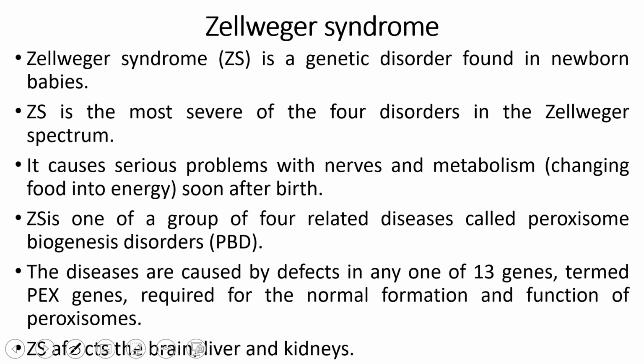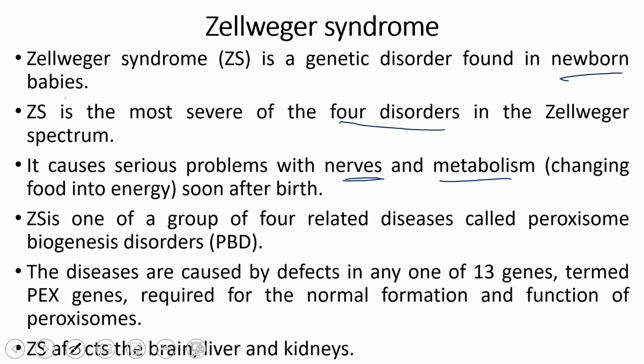Zellweger syndrome is a genetic disorder normally present in newborn babies. This syndrome is the most severe of 4 disorders of this category. It causes severe problems in nerves and metabolism. Why the nerves and the metabolism soon after birth? Because nerves normally contain unsaturated fatty acids, which are essential fatty acids. So if we are unable to metabolize essential fatty acids, it is going to affect the nerves.